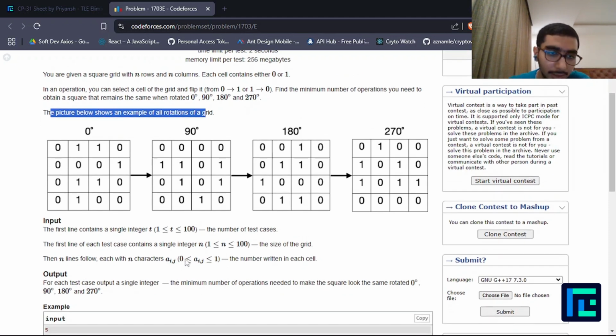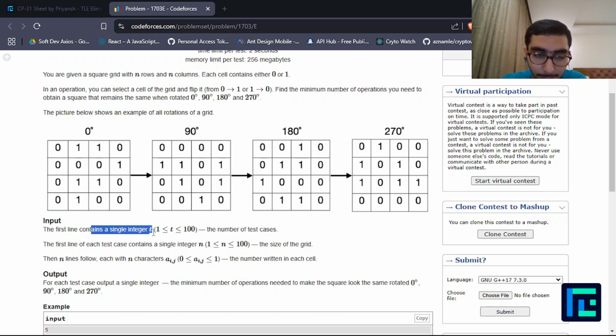Coming to the input format, the first line of the test file would contain a single integer t denoting the number of test cases, which can range from 1 to 100. Then the first line of each test case would contain a single integer n denoting the dimensions of our matrix. Remember that it's a square matrix, so it will be n cross n, and n can range from 1 to 100. Then the next n lines would contain n characters each, that is the entire matrix, and the ith row and the jth character of that row will represent a[i][j], and that is binary, so it will be either 0 or 1.